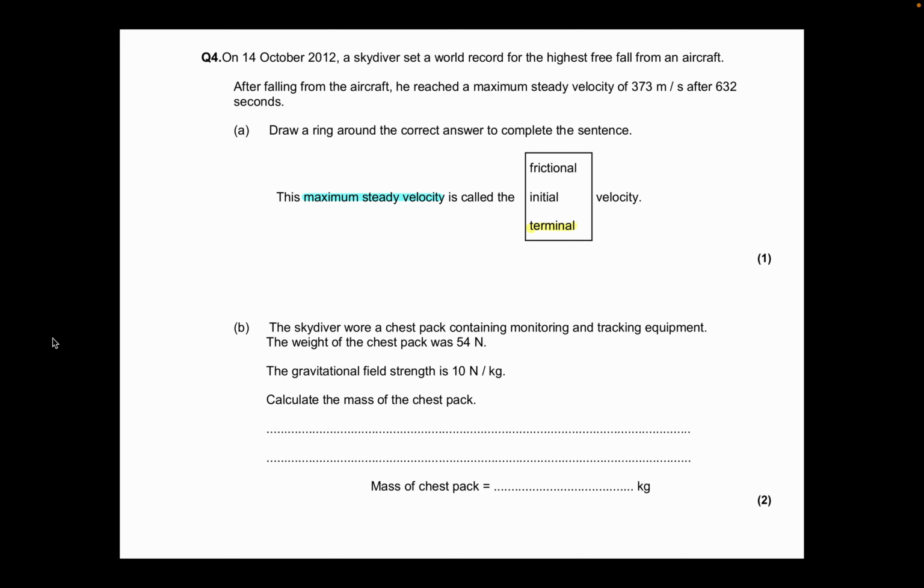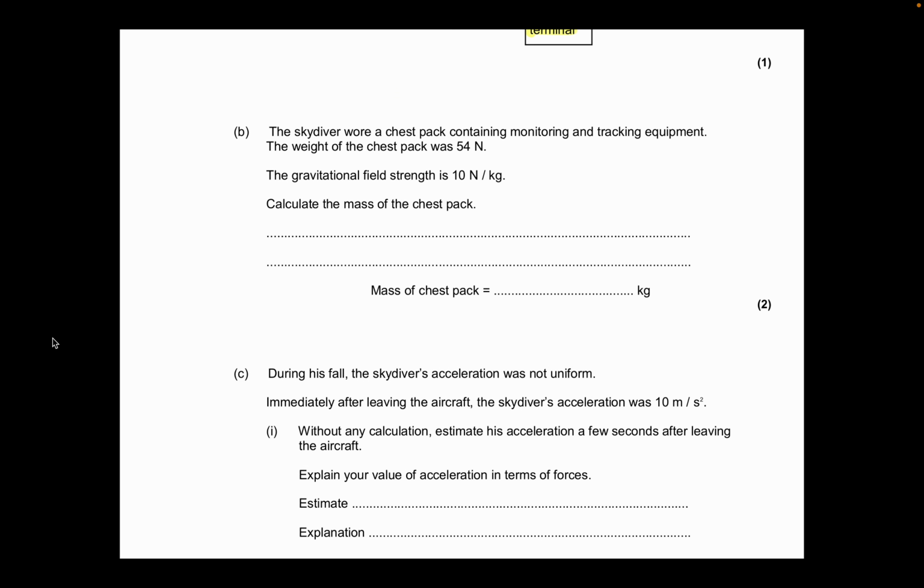Okay. So what we're going to do here is first of all, list the values that are given to you. So you're given the weight. The weight is given to you as 54 newtons. The weight abbreviation is W, and the abbreviation of gravitational field strength is g. The value of g is 10 newtons per kilogram. Remember to write down the units, so important.